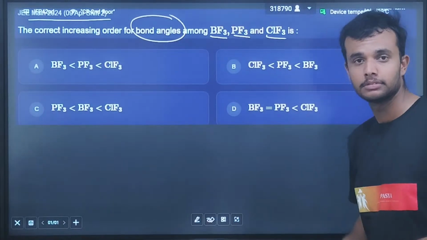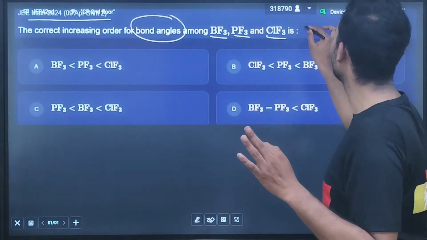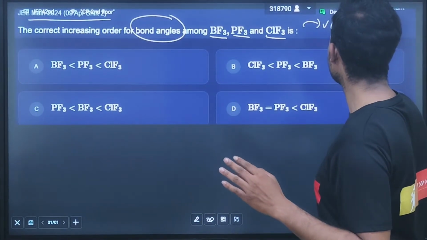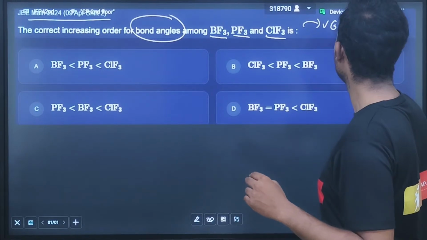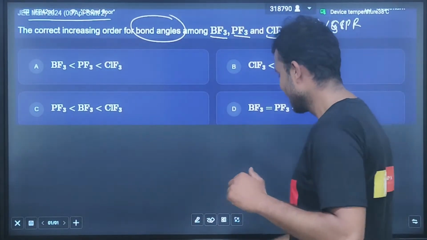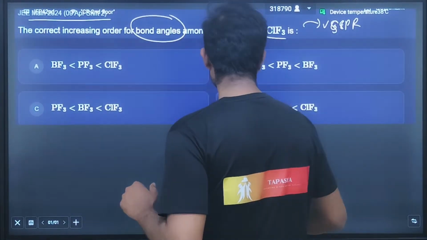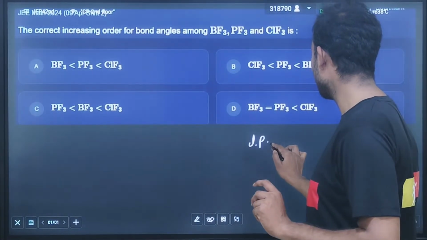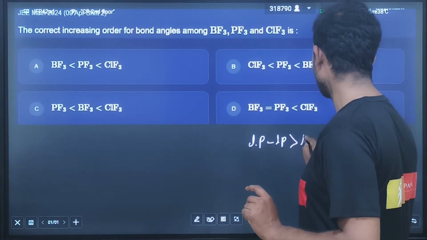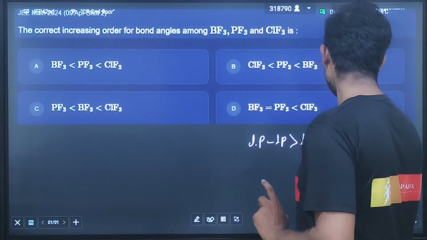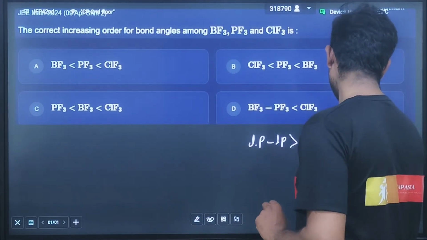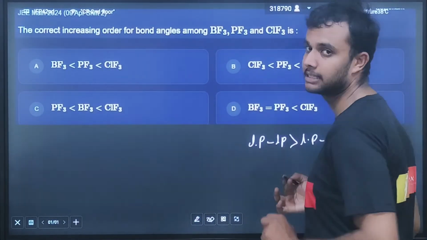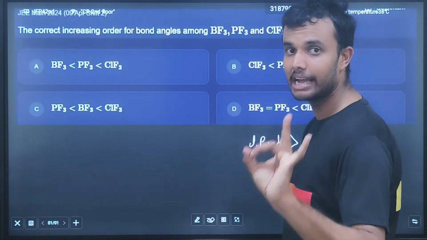My dear students, this question is based on VSEPR theory, valence shell electron pair repulsion theory. Very simple. According to that, lone pair-lone pair repulsion is more than lone pair-bond pair, which is more than bond pair-bond pair repulsion. You need to give an answer. The answer is very simple.